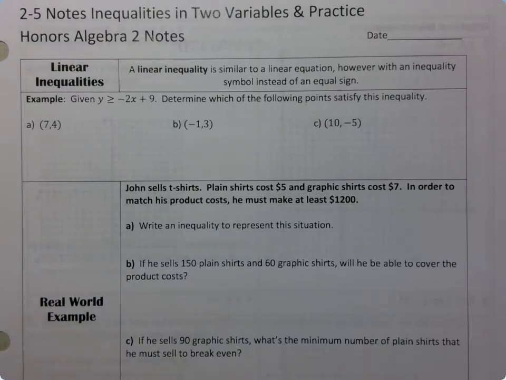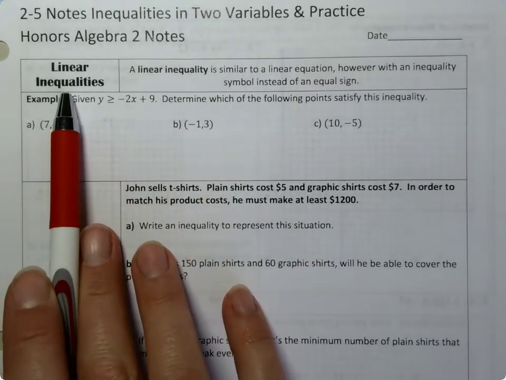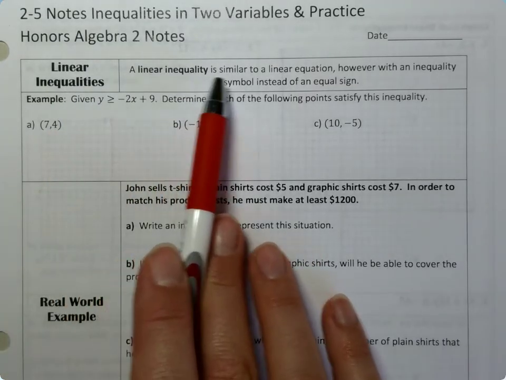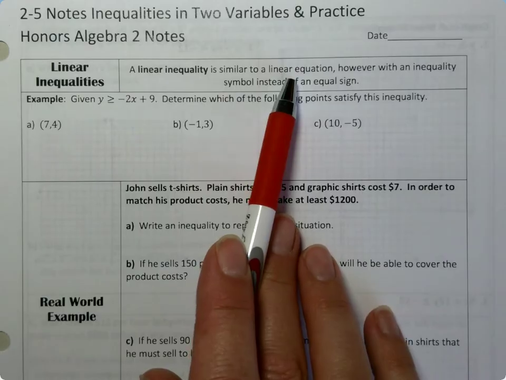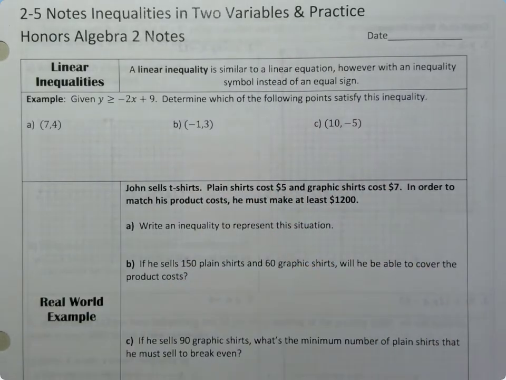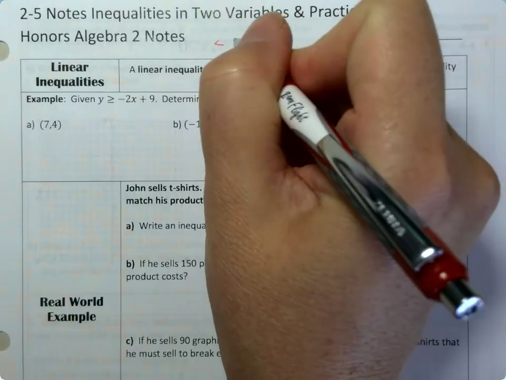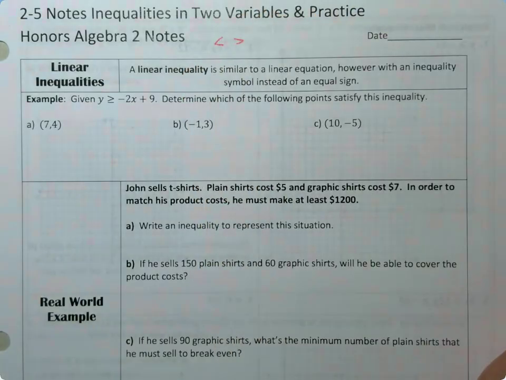We're looking at 2-5 notes on inequalities in two variables. And the first thing we want to talk about is what a linear inequality is. A linear inequality is similar to a linear equation, but instead of an equal sign you're going to have an inequality symbol. And we know our symbols, less than or greater than.